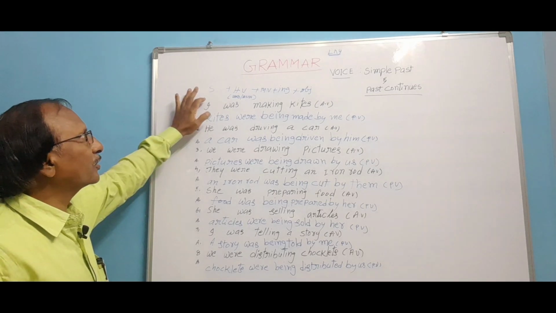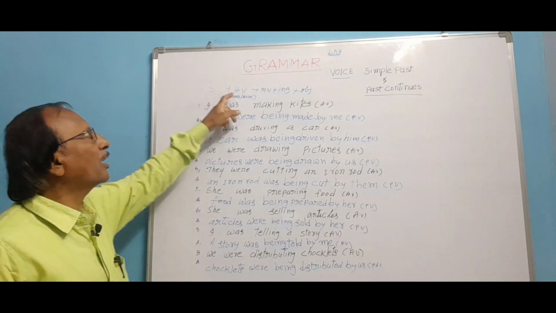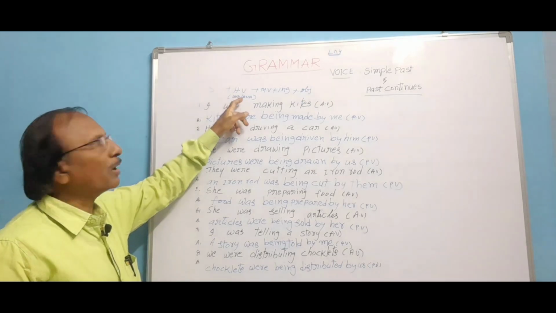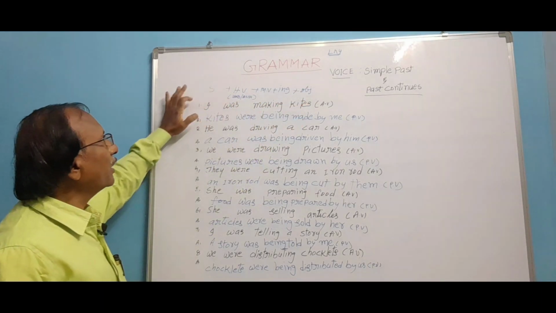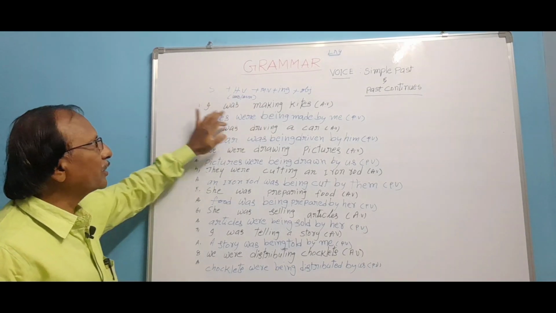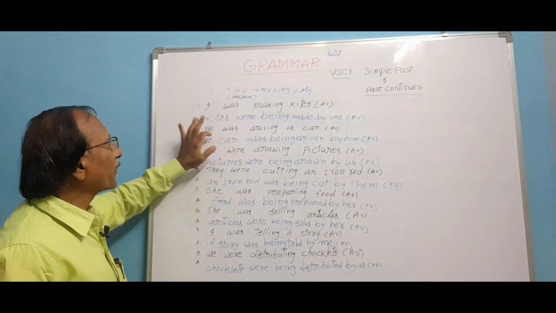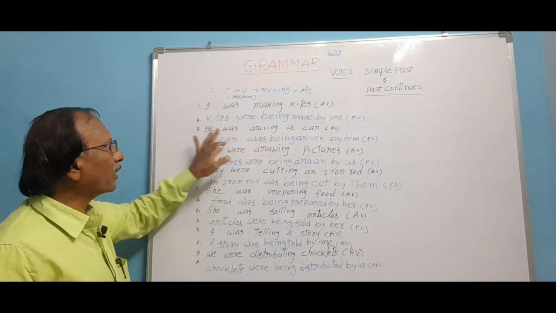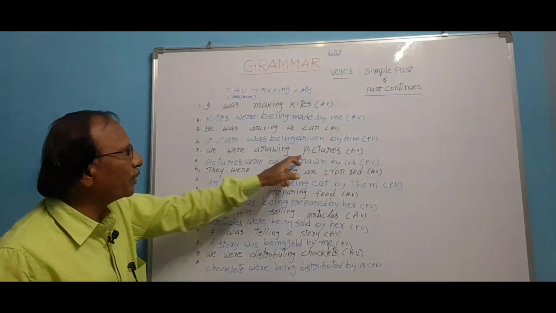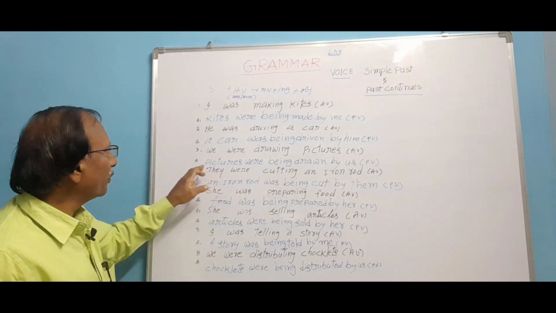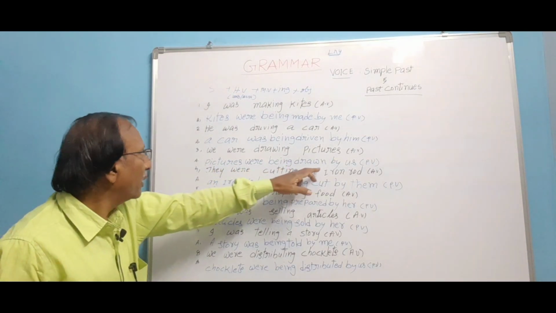Look, what is the structure here? Subject and then helping verb was, either was or were, and then main verb, next ing form, next object. So here I was making kites. Kites were being made by me. He was driving a car. A car was being driven by him. We were drawing pictures. Pictures were being drawn by us.